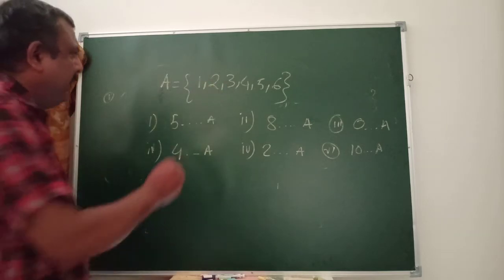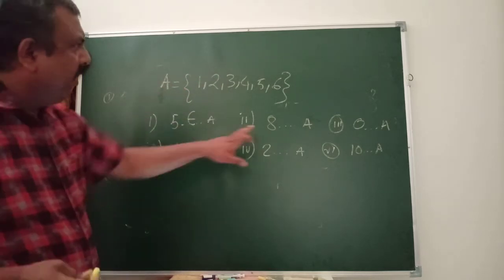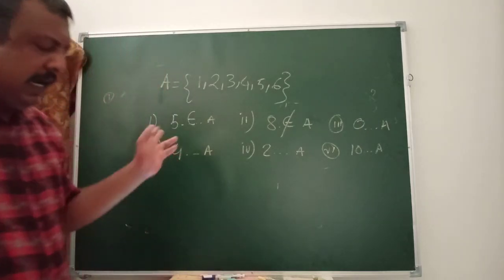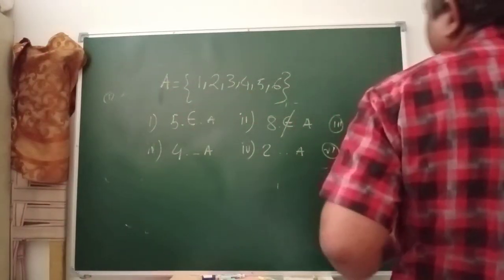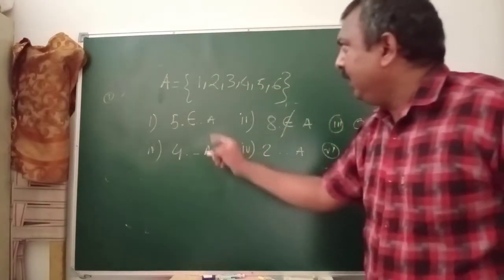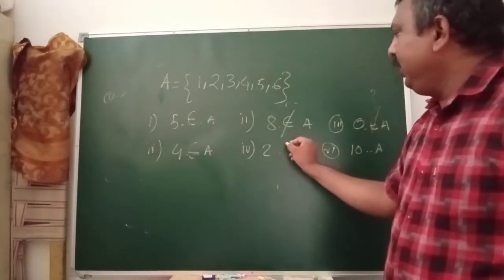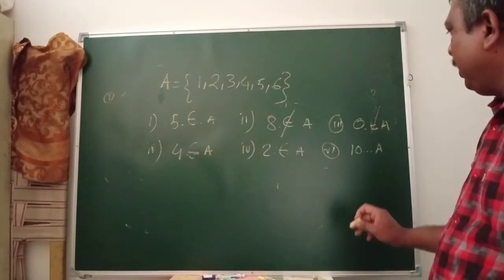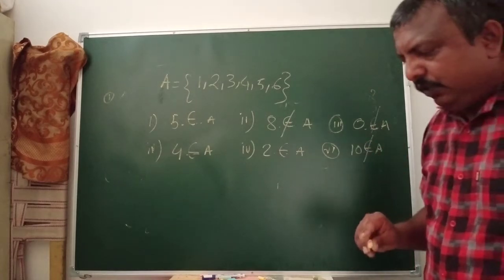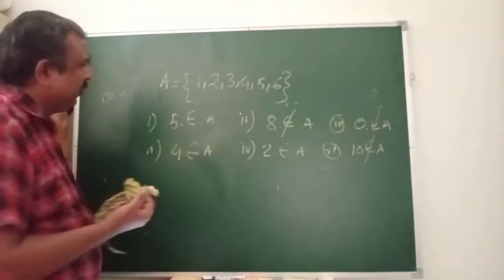So 5 belongs to set A. 5 is a member of this family. 8 does not belong to the set A. 8 does not belong to this family, है ना. If I am talking about 0, 0 does not belong to the set A, इसका पार्ट नहीं है. 4 belongs to the set A, 4 यहाँ पर belong करता है. 2 belongs to the set A and 10 does not belong to the set A. So in this way you can give the answer of question number 2. Okay, I hope it is clear to you.